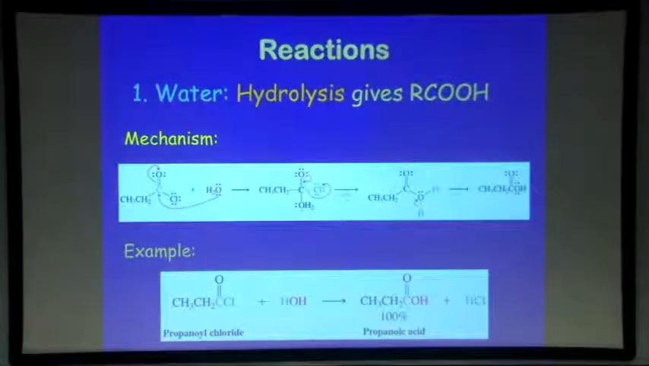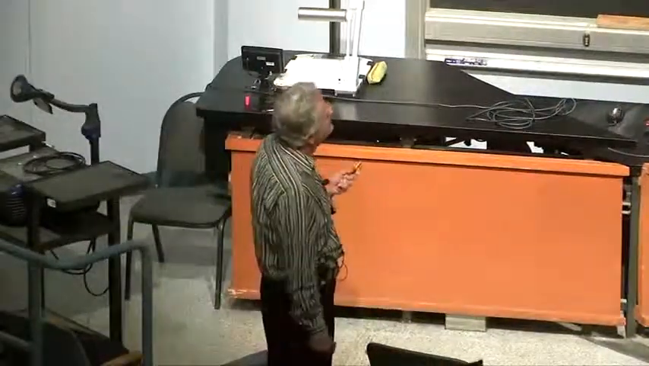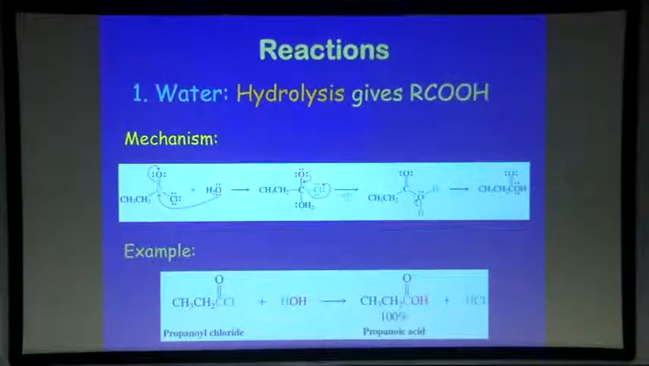And then you wind up with a protonated carboxylic acid that loses the proton. And you're done. Okay? In, out. So in this example, these are quantitative reactions, and they're exothermic, so you often have to cool if you have a large batch.